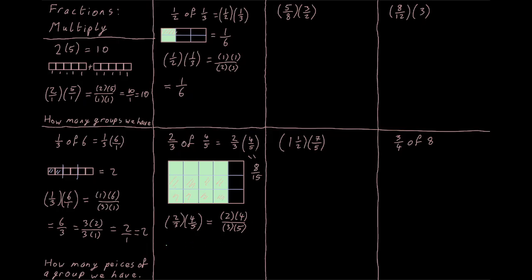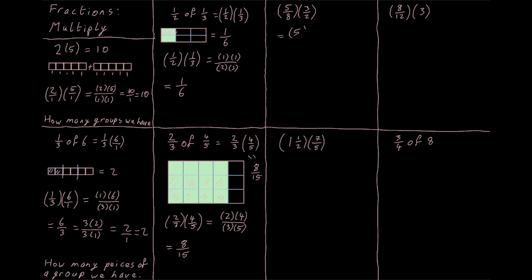So we have a total of 8 all over 15. So now we're just going to practice some more number examples. So we have 5/8 of 3/2. So we're just going to do top by top and bottom by bottom.